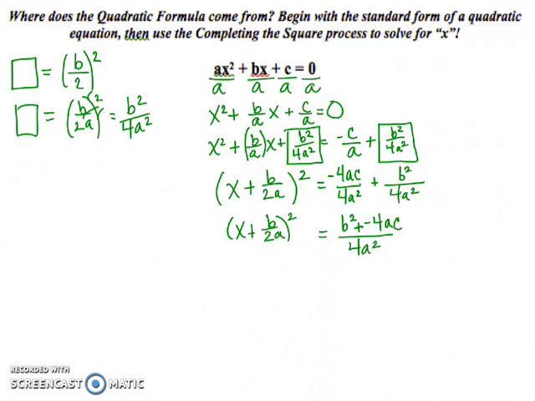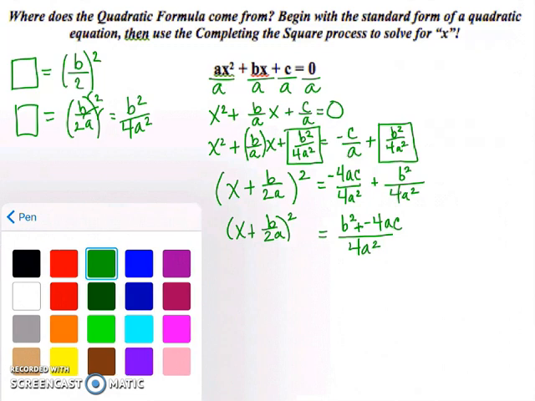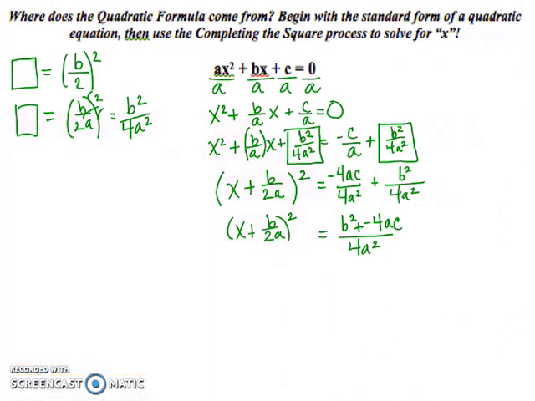So now the next step, if I'm trying to get x alone, because that's our goal, is going to be to undo the squared. So I'm going to square root both sides of this equation. I'm going to square root all this, and I'm going to square root all that. The square root and the squared cancel. So over here I just have x plus b over 2a equals.